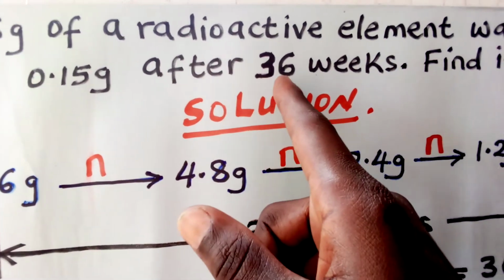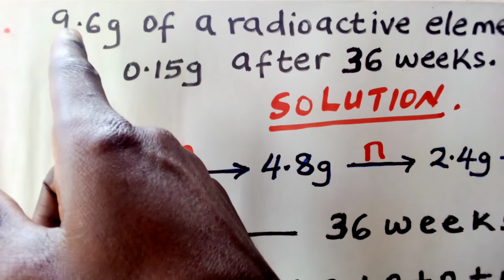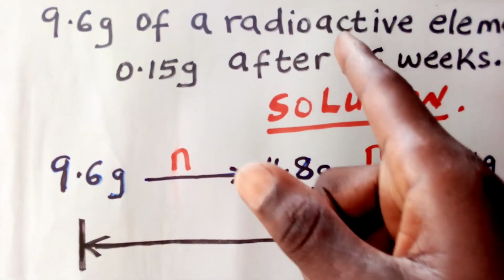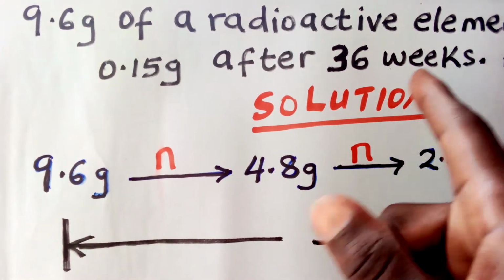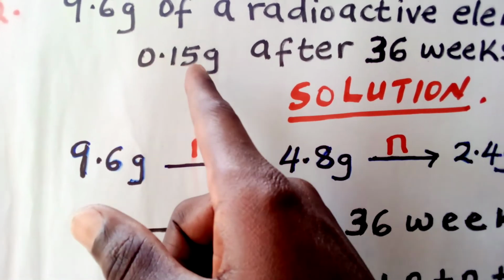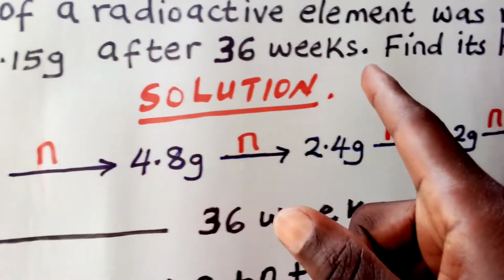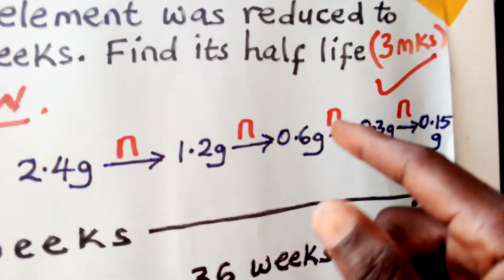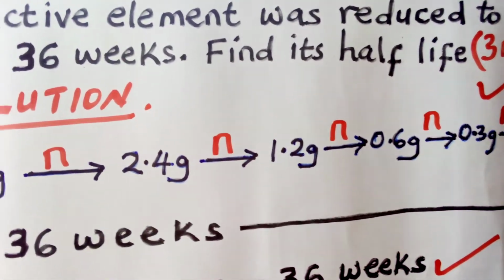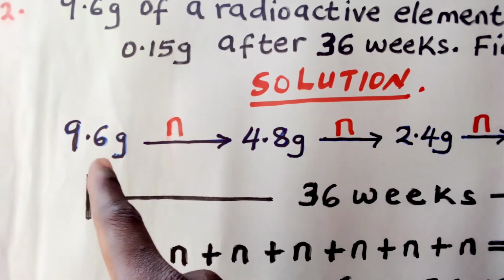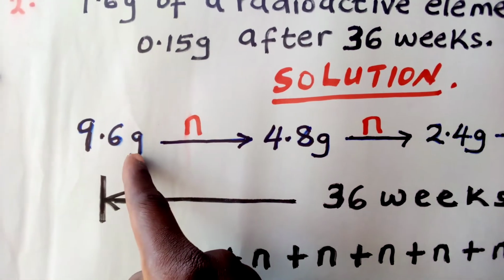After how long? So it took this radioactive element 36 weeks for its mass to reduce from 9.6 grams up to 0.15 grams. And the examiner here wants you to calculate the half-life. He has given you 3 marks, assuming you get it right. So for us, as part of our solution, we are going to begin from 9.6 grams.